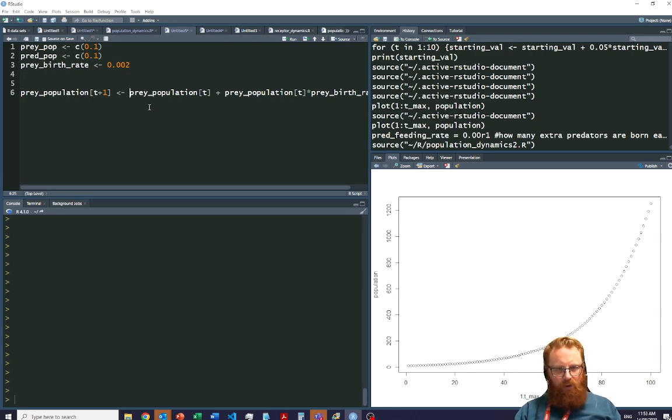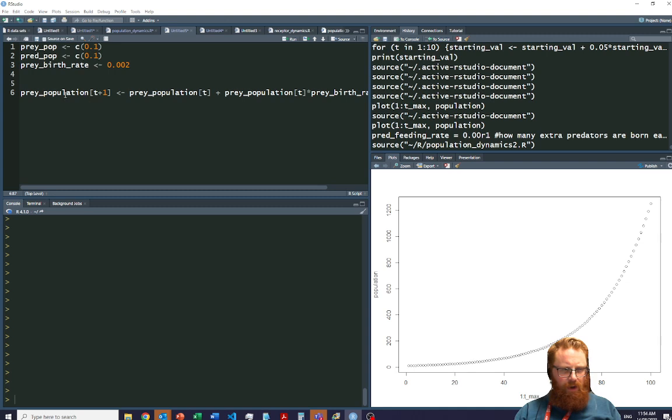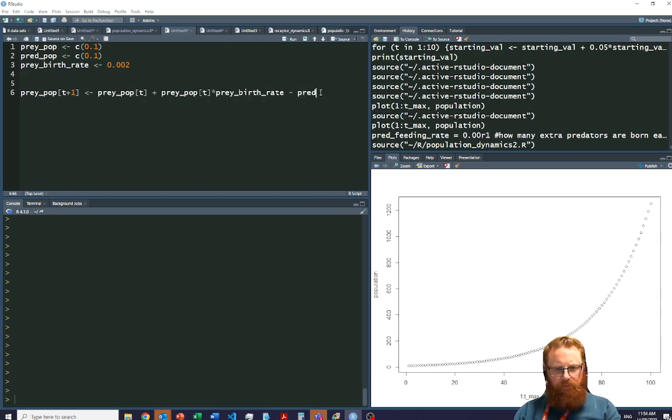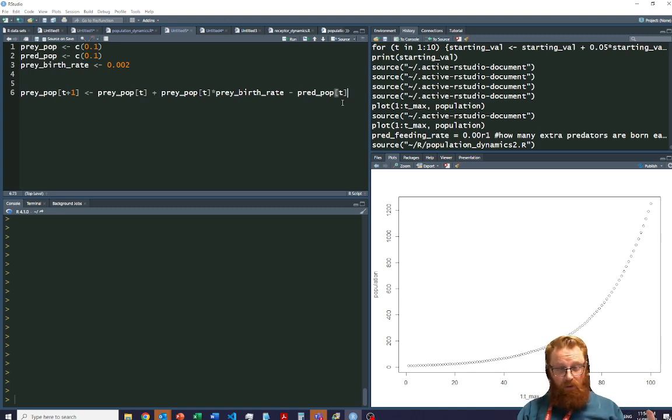But we've got this predator and prey. So we're also going to subtract off something, right? And this is going to be minus, well, what should it be? It should be like the predator population. Actually, I've made a slight mistake here because I started this with prey. This should be pred_pop, not population. All right, so this should be pred_pop at time t. If there's lots of predators, they're going to hunt lots of this prey.